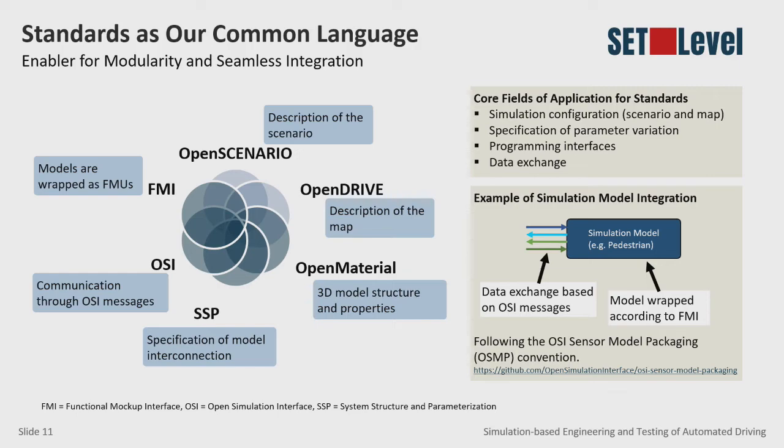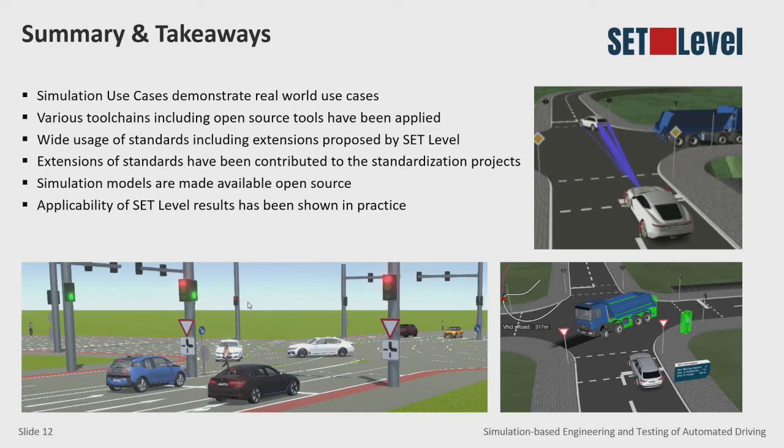And then we have FMI as a shell, which can be used to embed logic in some sort of a box with a standardized interface to the outside. This is actually shown on the right with the example of a pedestrian model. Here we have the simulation model encapsulated as an FMU following the FMI standard, and everything communicates through OSI messages, which is the way of transferring data back and forth. And then we have Open Material as yet another standard that was used for the sensor simulation, which allows to define vehicle or surface properties and material properties in a standardized way in order to make it available to sensor models. And SSP is a standard that is used to compose several models, usually FMUs, in a larger network of FMUs.